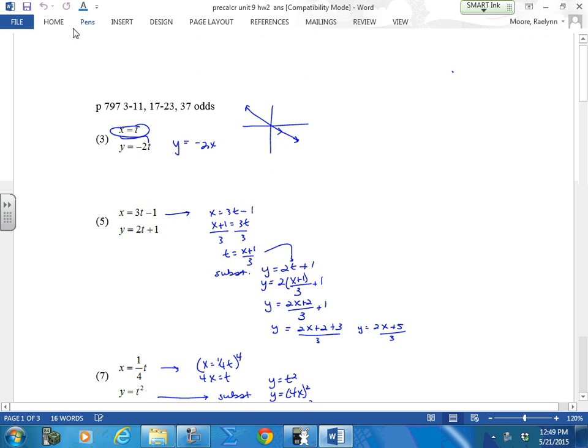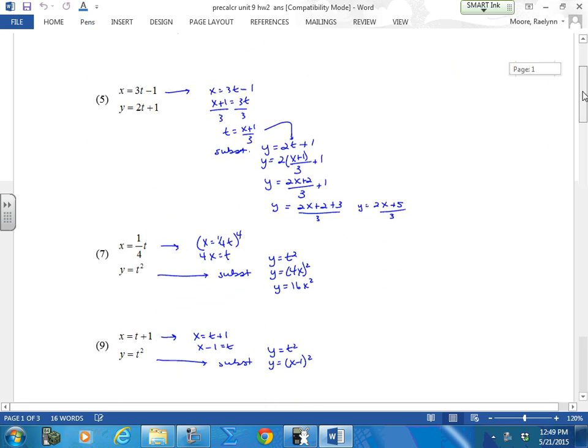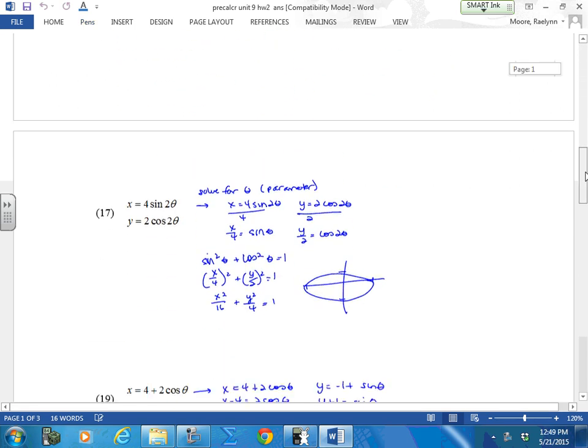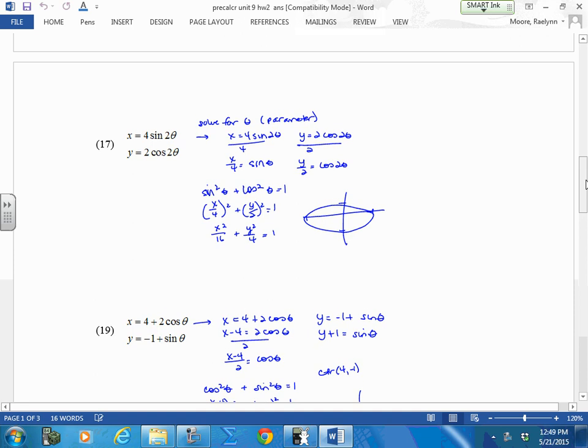To go over the graph part, so we went over eliminating the parameter on your homework. So that part should have been done on your homework. But then we went into the ones with the trig functions.